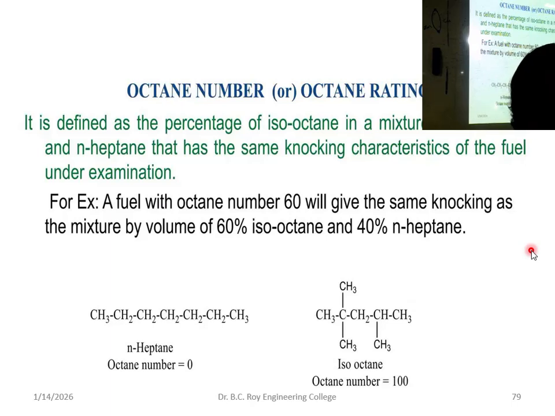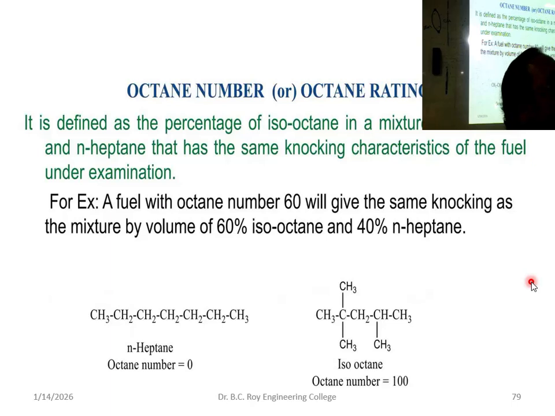You have a sample taken from some petrol pump. If the anti-knocking characteristic of that matches with 80% isooctane and 20% N-heptane mixture, then we call it having 80 octane property. So 80 octane fuel. If it is 90% property, then 90 octane fuel. In the petrol pump it is written more than 85, 85 octane number. We are supplying more than 85 octane number. What does it mean?